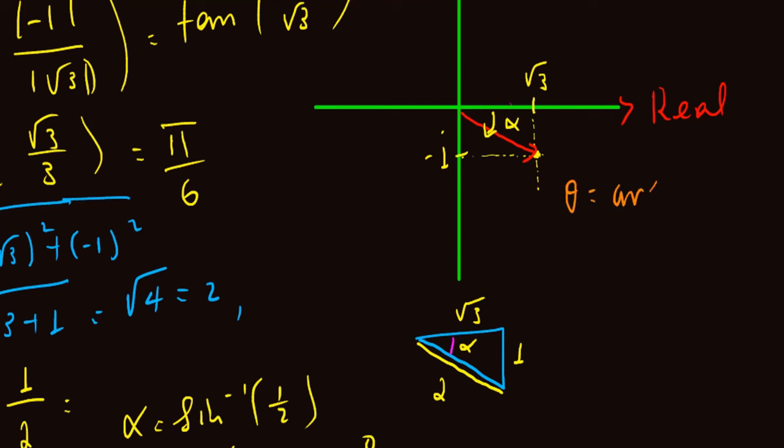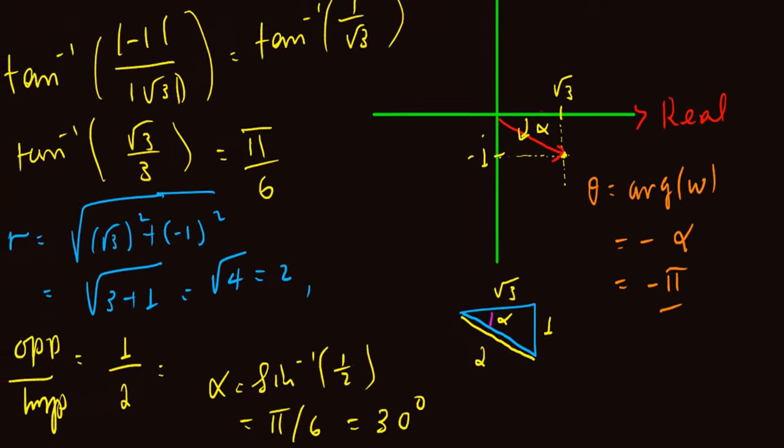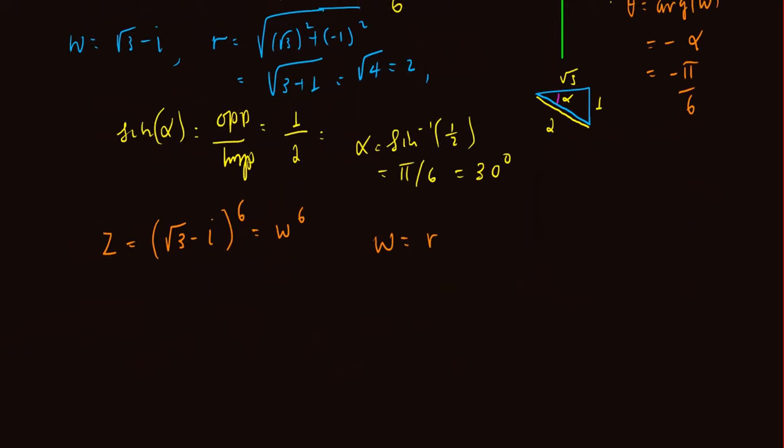Then that will be your angle, the argument of w, which is equal to the negative of alpha, so negative pi over 6. The polar form is the modulus times e to the power of i times theta, which is the argument. We found the modulus 2, so here it is e to the power of i times minus pi over 6. So this will be 2 e to the power of negative i times pi divided by 6.